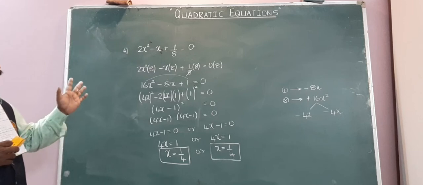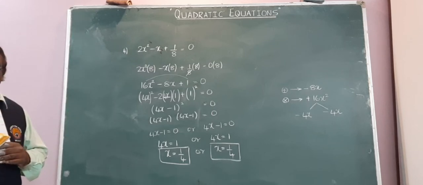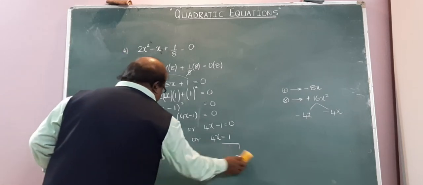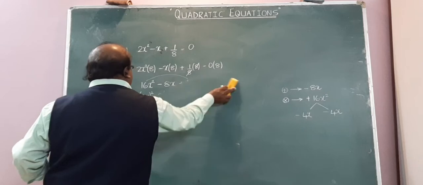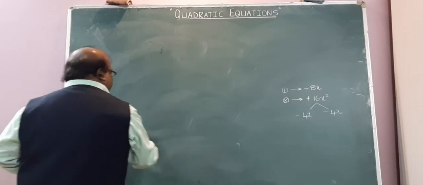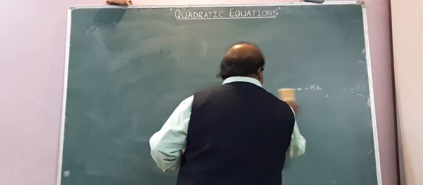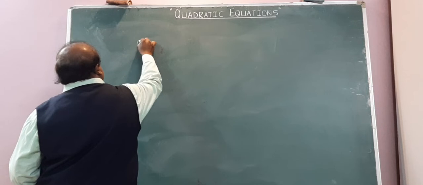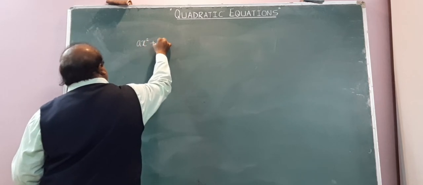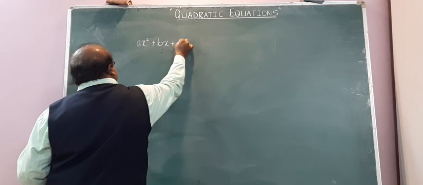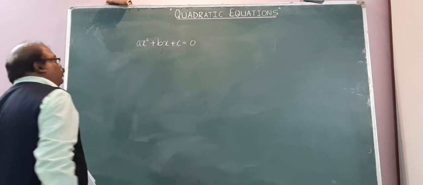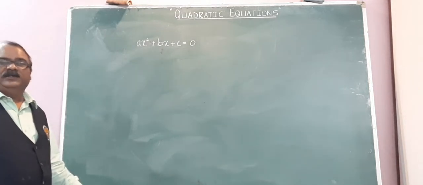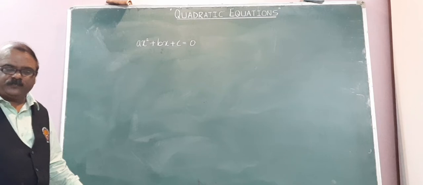We have solved sums by the method of factorization. I am coming to the second method, and that is solving quadratic equation by formula method. Now we have learned what is the standard form of a quadratic equation. The standard form of a quadratic equation you know is ax square plus bx plus c is equal to 0.